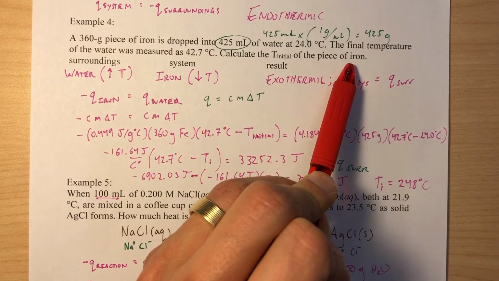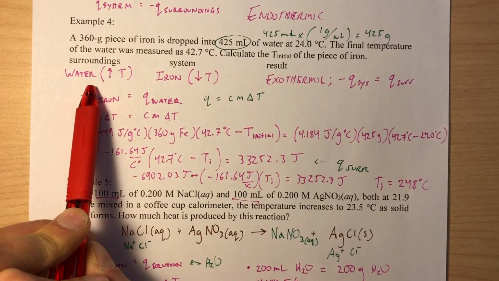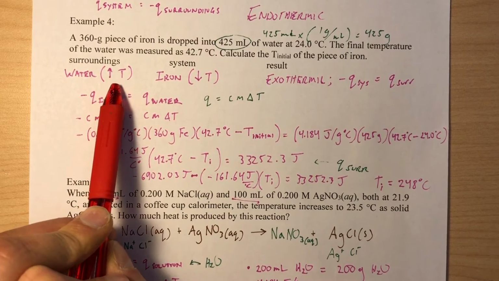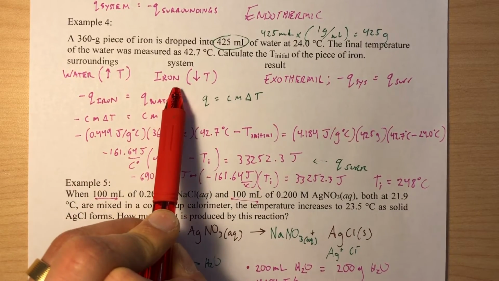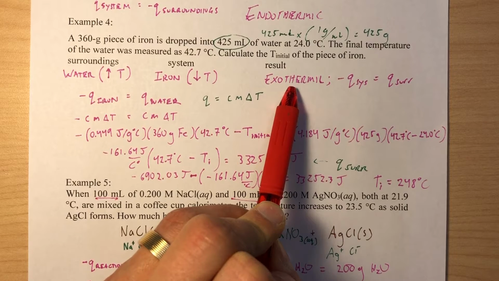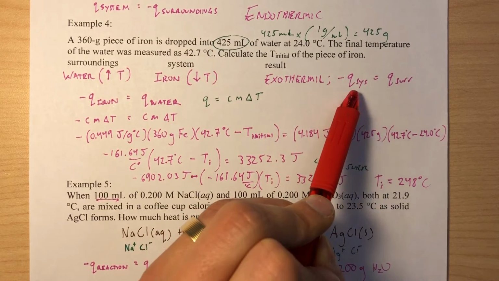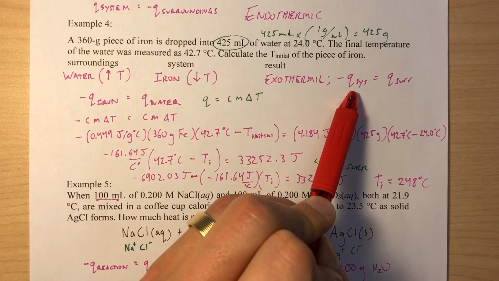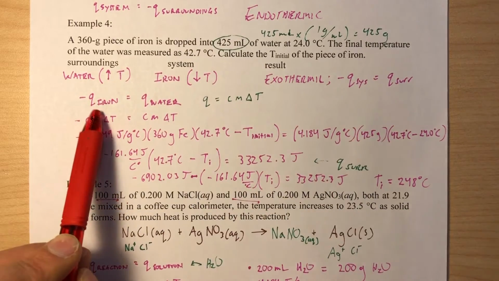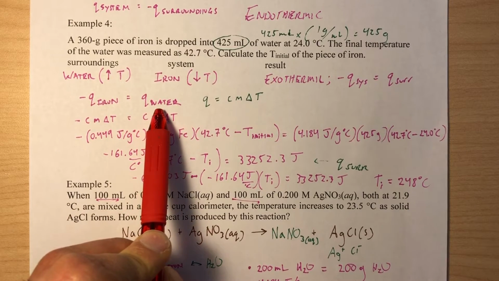So this is a hot piece of iron being dropped into water. The surroundings in this case is the water, and that temperature is going up. The iron is the system, and that temperature is going down, meaning that it is an exothermic process. This is not a chemical reaction, this is just a process where you have a piece of iron losing heat. So we have a negative Q system as heat is flowing out of the system. So the Q of iron is negative, and the Q of the water is positive.